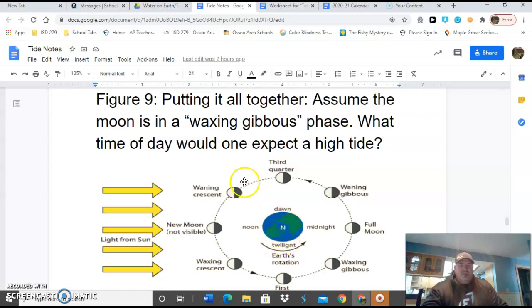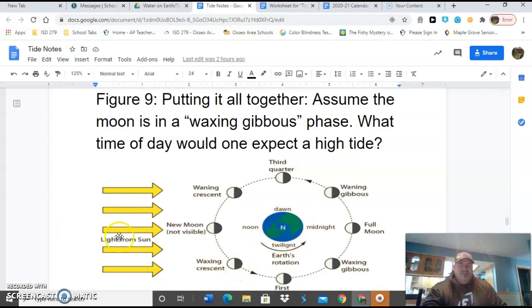Now, if we change it to a waxing crescent, let's just choose over here. Now the bulge is going to be here and here, I mean, on this side. So then you're going to end up with bulges over here, low tides over here, and you should be able to get the time of day from that again.